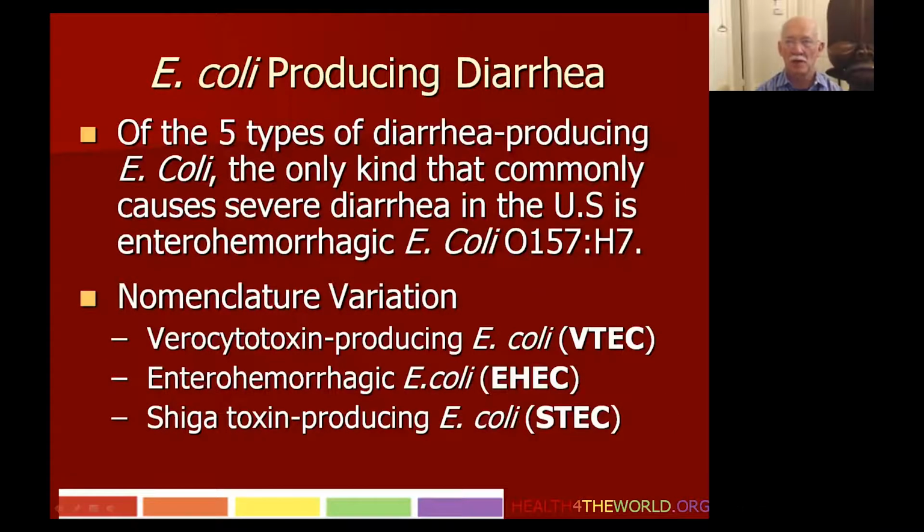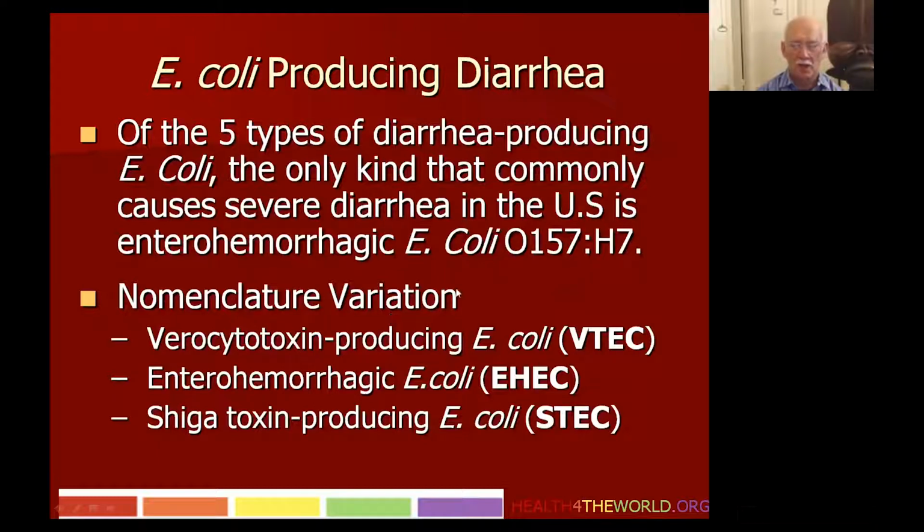The E. coli producing diarrhea, the only kind that commonly causes severe diarrhea in the United States, is what is known as hemorrhagic E. coli O157:H7. And these characterizations, O and H, are from old German terms referring to whether the bacteria have cilia or little fibrils coming off of their surface. O means without these little hairy particles, H means with.